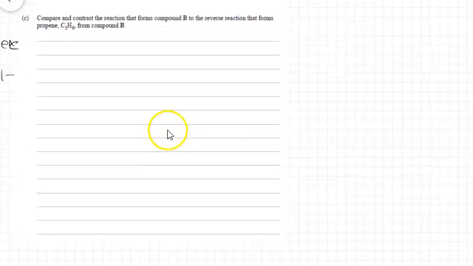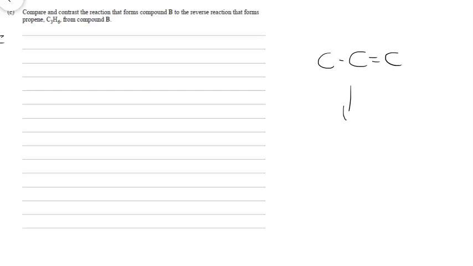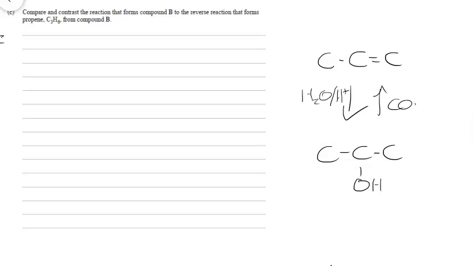And then compare and contrast the reaction that forms compound B to the reverse reaction that forms propane. So in this one we had a propane molecule, and that went into an alcohol, like this. So let's say we had the OH going there. For this one we had H2O with dilute acid, and this one we had concentrated H2SO4. Why do I keep putting an S instead of a 2? I don't know. H2SO4.